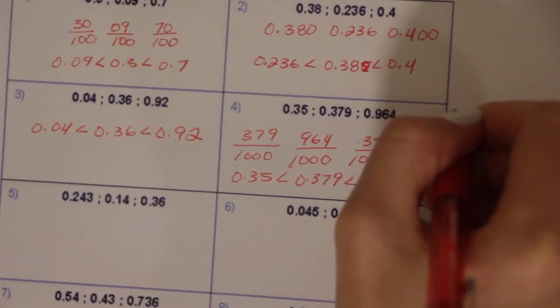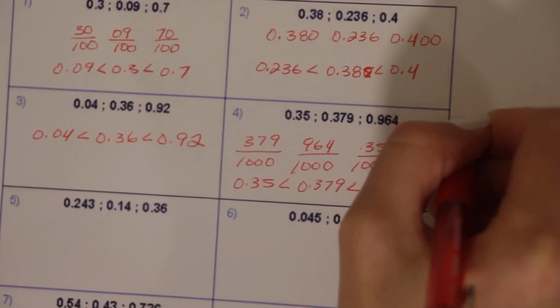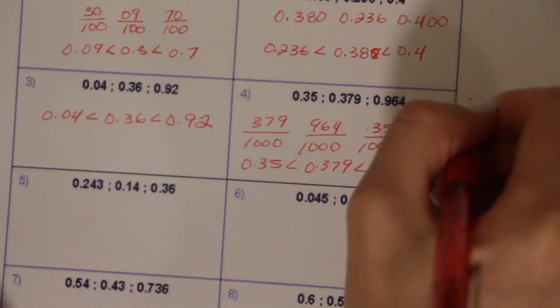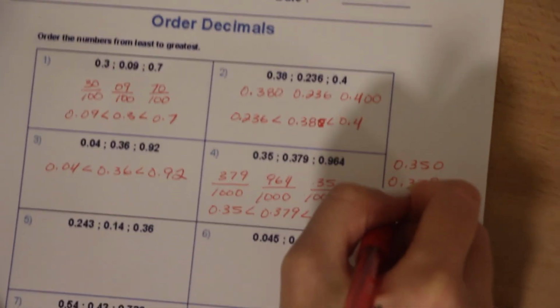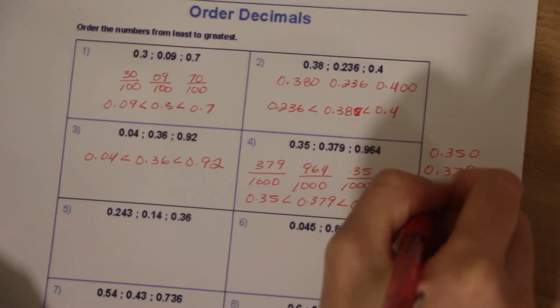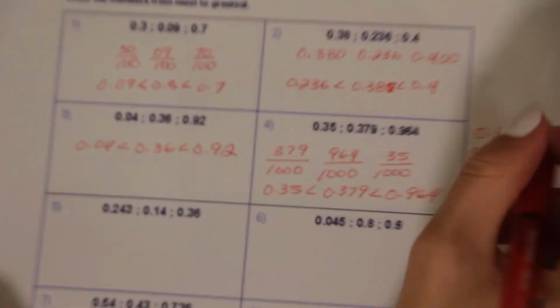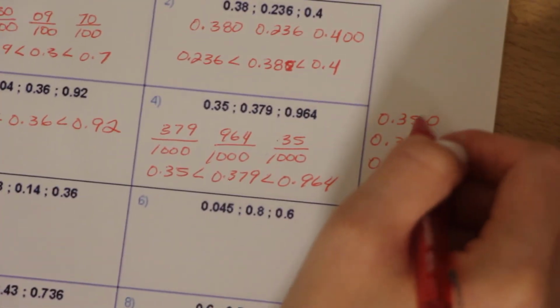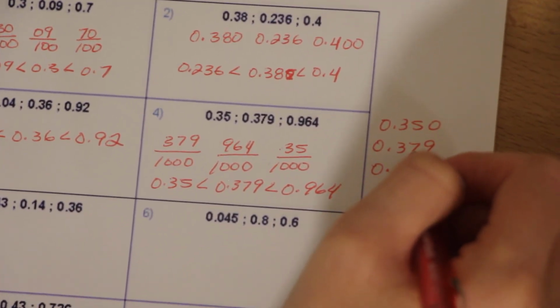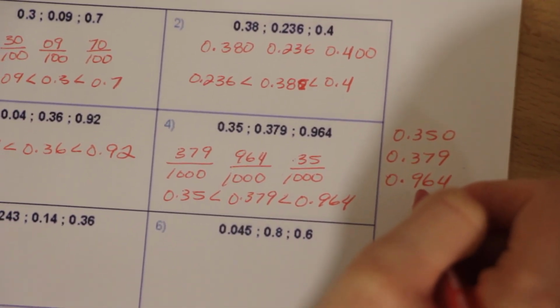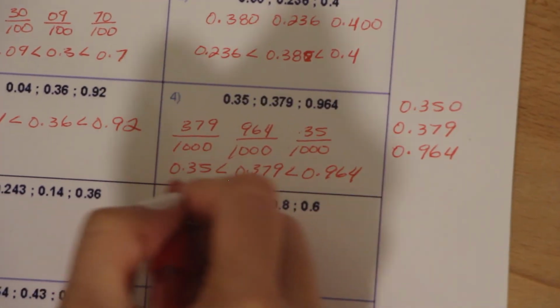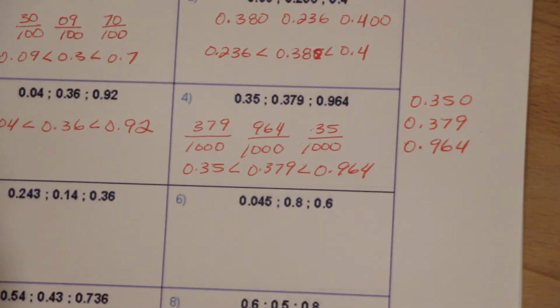And then if you wanted to do it the other way, then you just go ahead and do 0.35 and you add a 0. You don't need to add any zeros here because it already has 3 numbers, and then 0.964, and you don't need to add any zeros, and you can see again 350 is smaller than 379, and that's smaller than 964, so it's the exact same answer in order.